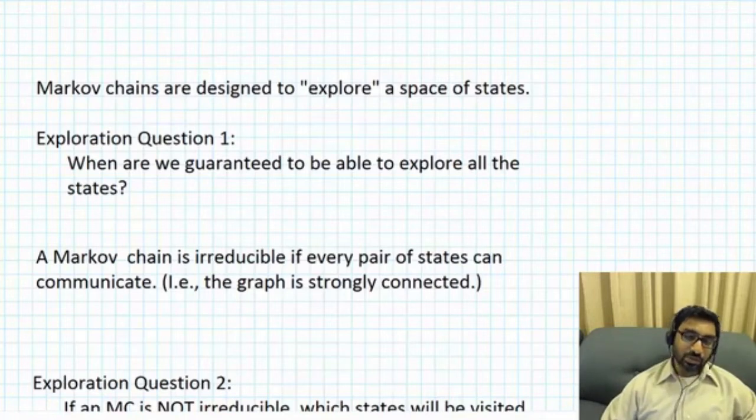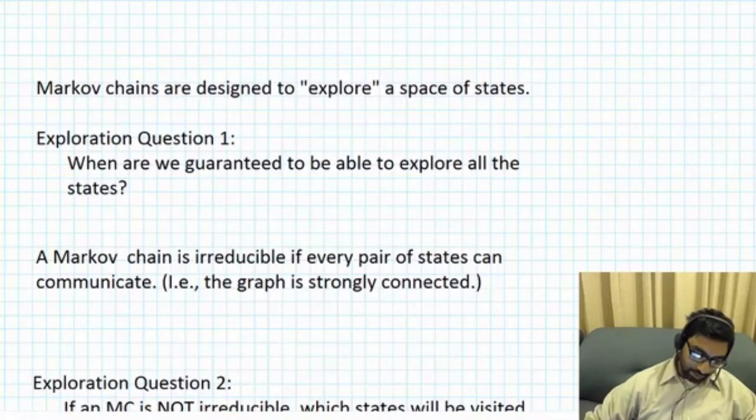So this leads us to the definition of an irreducible Markov chain as one in which every pair of states can communicate with each other, and this corresponds to a graph that is strongly connected. So if from any state you can reach another state and vice versa. So an irreducible Markov chain is simply a Markov chain whose underlying graph representation is strongly connected.